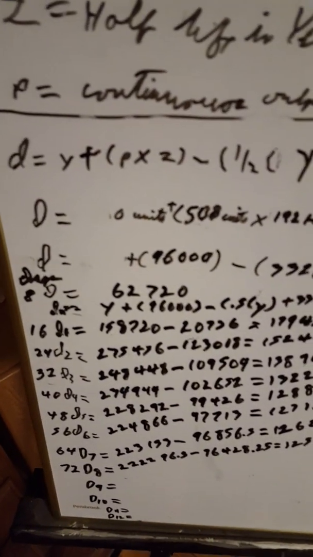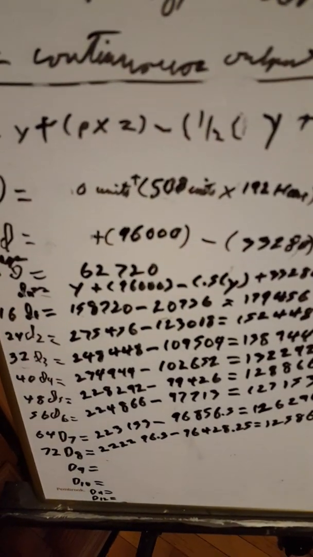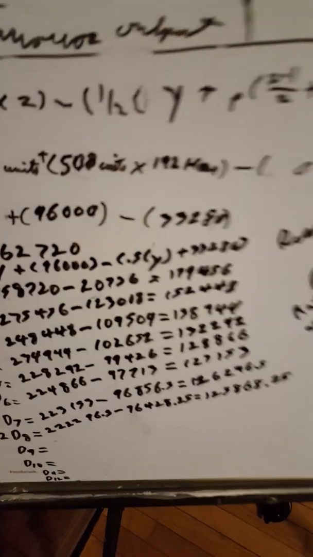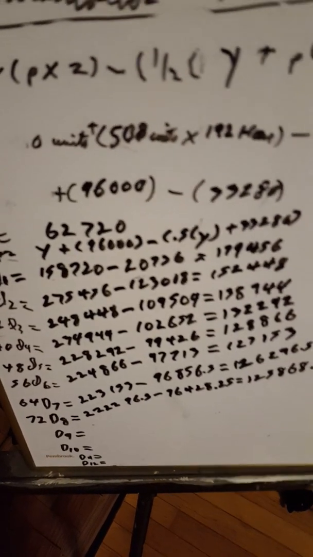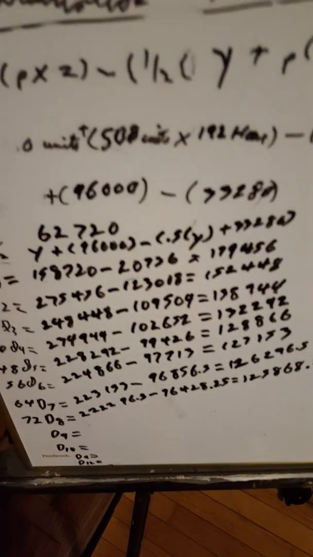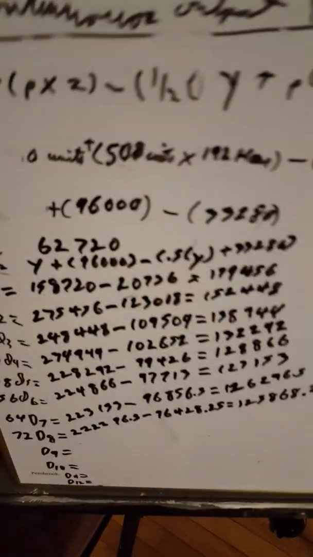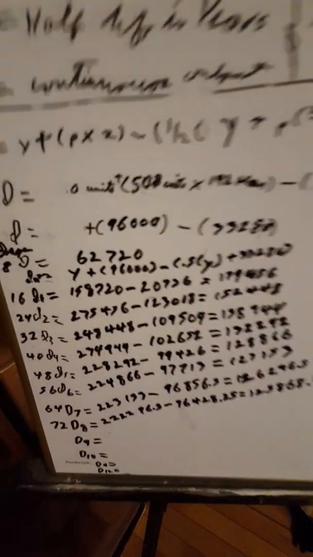Okay, now what I'm showing here is simple. As you can tell, I've got marked in there 500 units and 192 hours. That's roughly how long it takes for iodine 131 to half-life. Since this equation is based on half-lifing, I had to do that. It ends up with some big numbers.